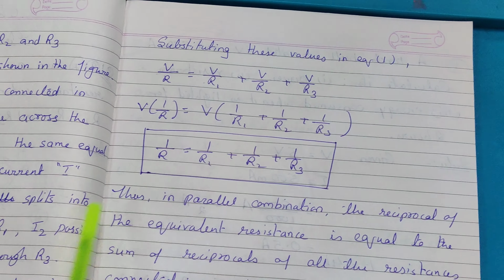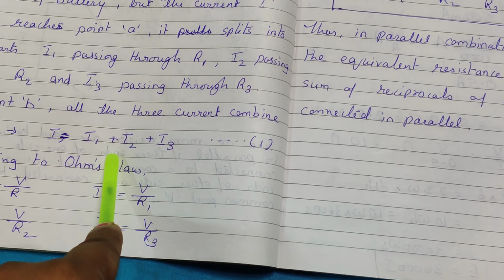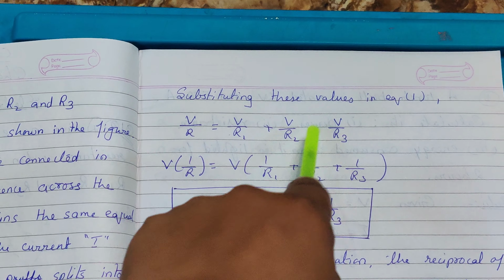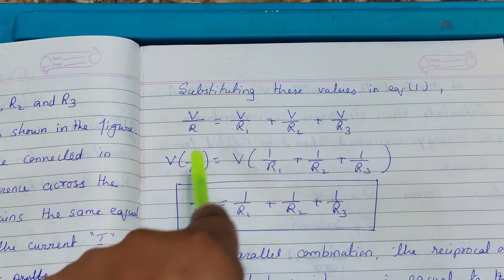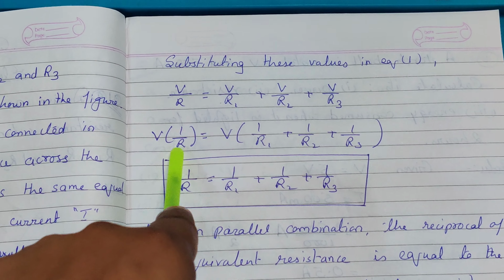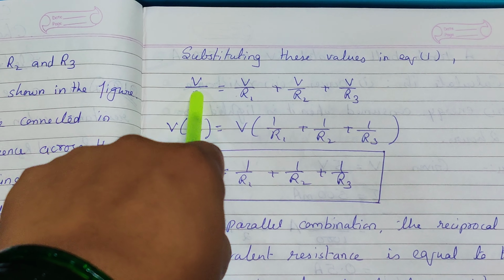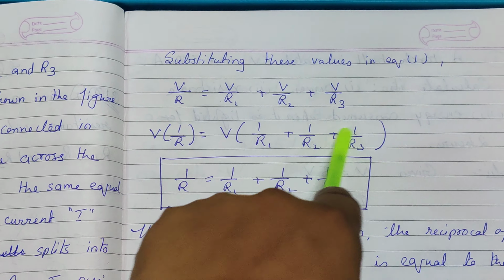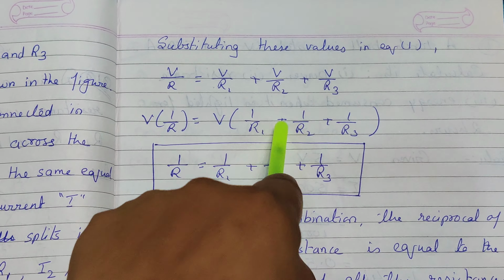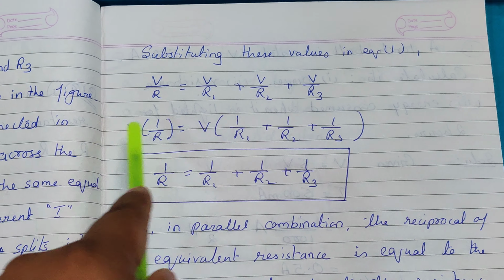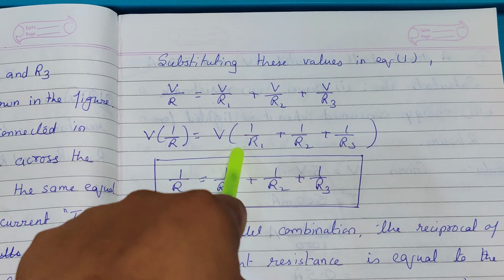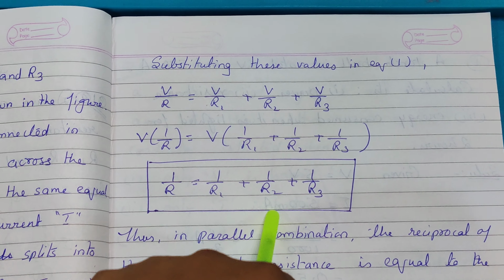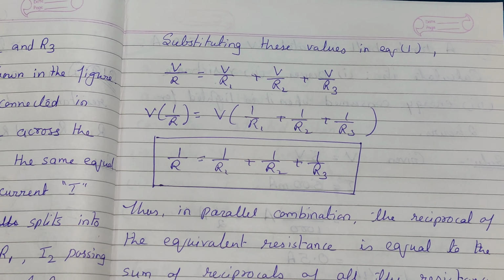Now substituting these values in equation 1, V upon R equals V upon R1 plus V upon R2 plus V upon R3. Take out V common. If we remove V, then it will come to 1 upon R on the left, and if we have taken V common, then 1 upon R1 plus 1 upon R2 plus 1 upon R3. V will be cancelled. So what is left? 1 upon R equals 1 upon R1 plus 1 upon R2 plus 1 upon R3.